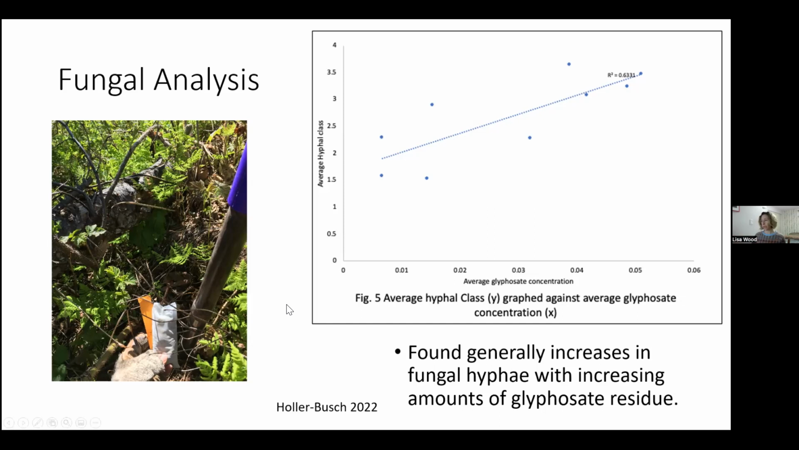So what did Helga find? She found that across the plots, her hyphal biomass, so the amount of fungal hyphae found in these traps, actually increased with the presence of more and more residue. So it was the opposite of what we expected.